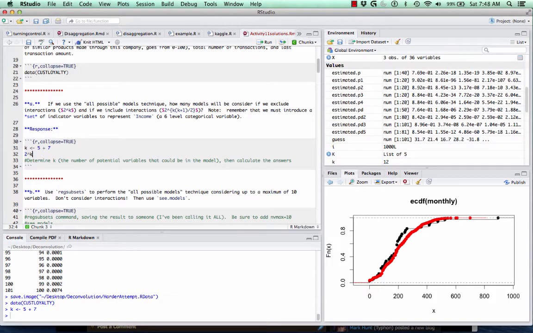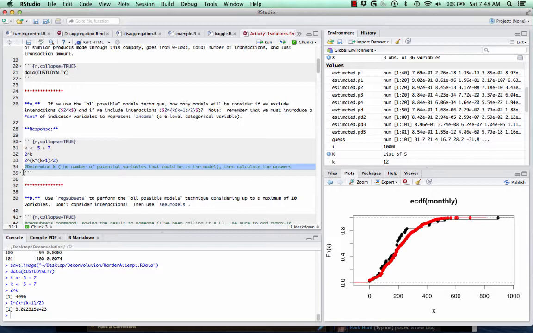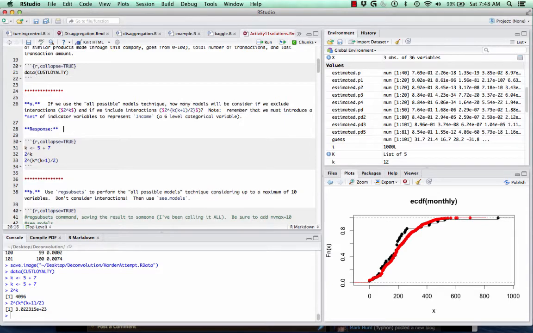So if we ignored interactions when doing the all possible procedures, we would have 2 raised to the k power number of models, which works out to be a little over 4,000. And if we included all two-way interactions, we'd have 2 raised to the k times (k plus 1) over 2 models, which works out to be like 3 times 10 to the 23rd power. No possible way to actually go through all of those.